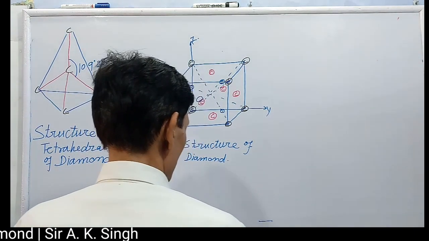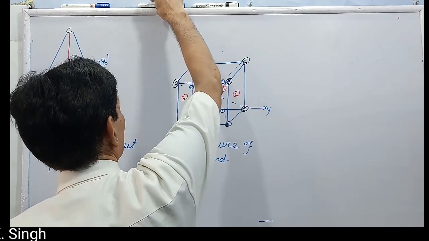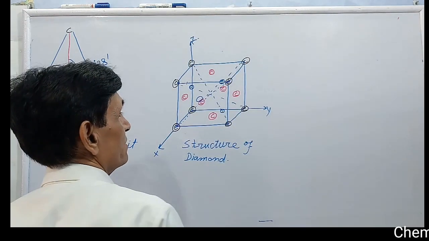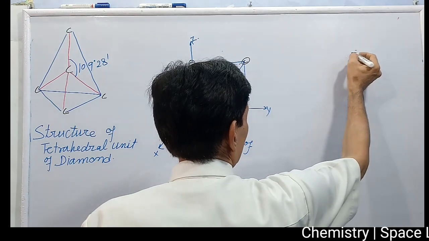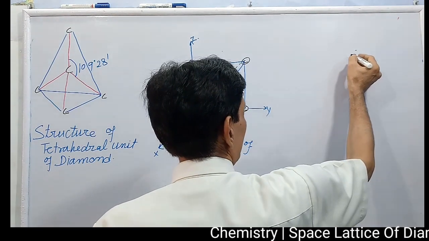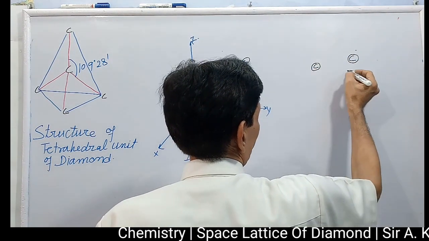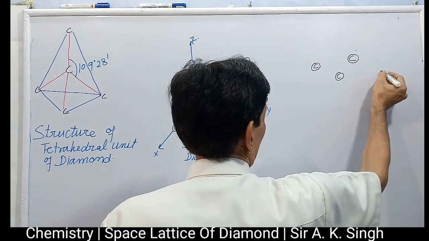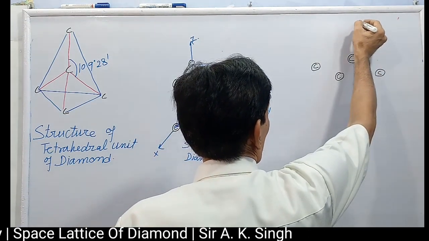First, I want to make this structure. The central carbon atom I will show by the black one, black carbon, that is the central one. It is bonded to this carbon, second carbon, and then third carbon, fourth carbon.